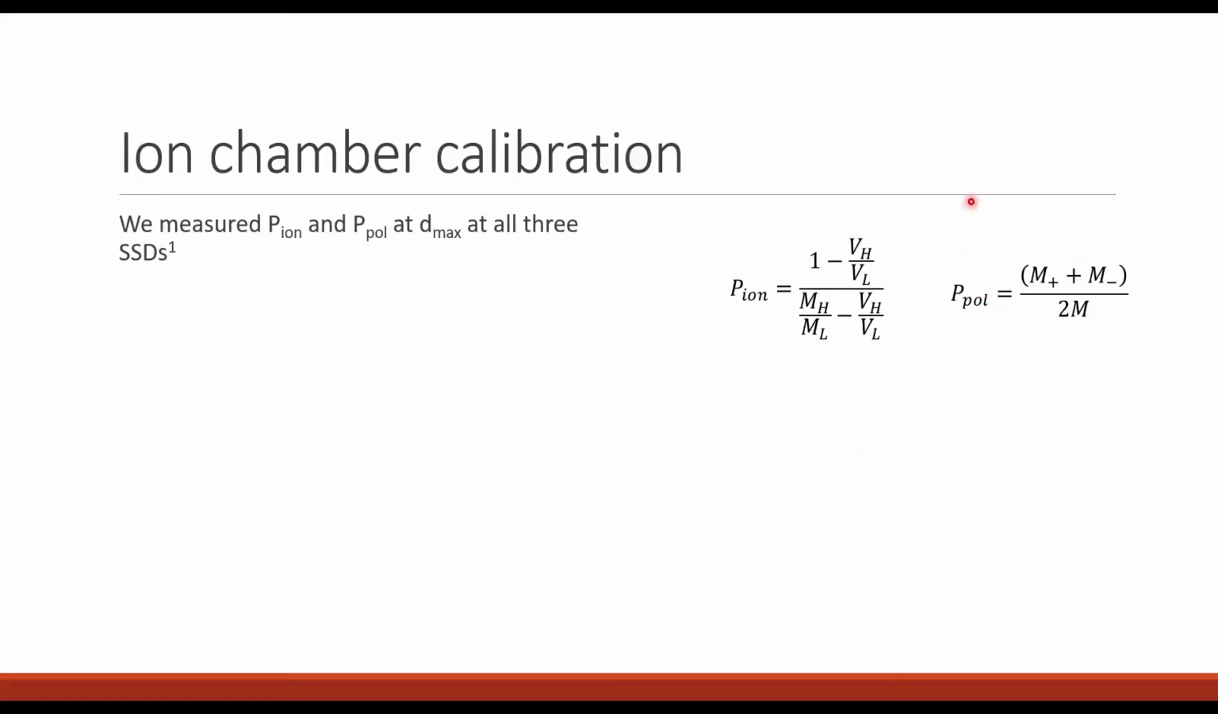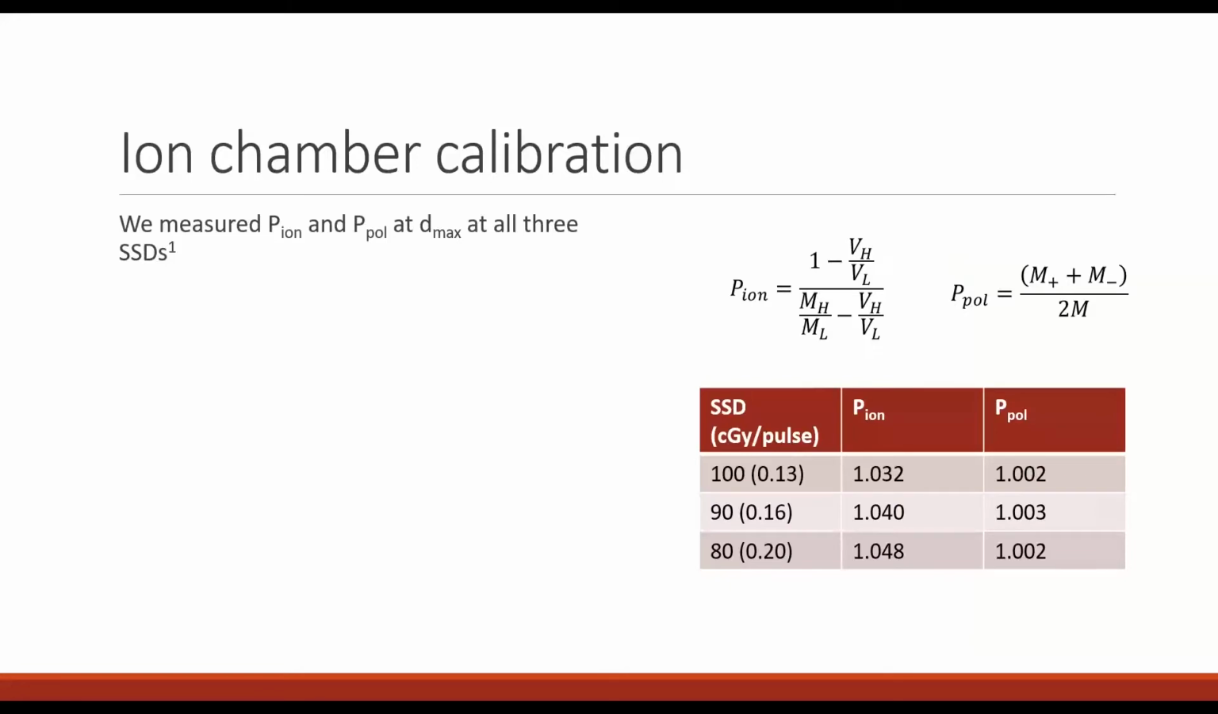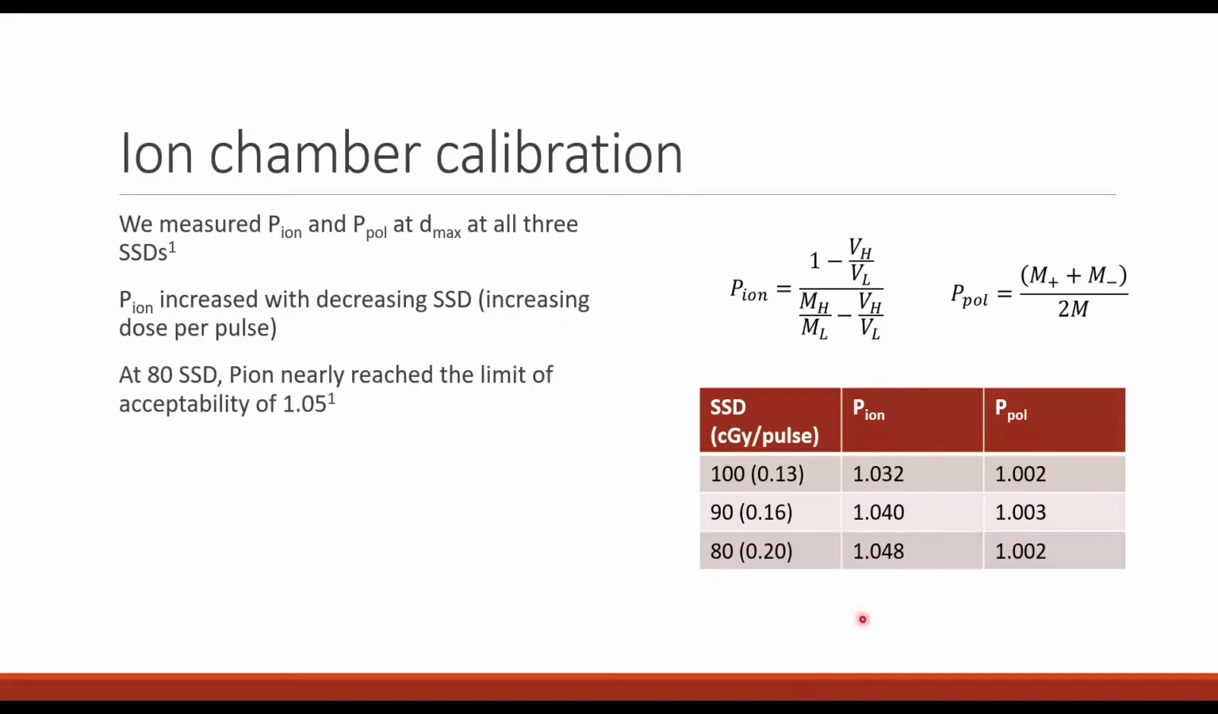P-polarity, or P-pol here, corrects for chamber polarity effects, and we don't expect this to be dependent on dose rate. So here are our results. We find that P-ion increased with decreasing SSD, or effectively increasing dose per pulse, as expected. And at the smallest SSD and the highest dose rate, it nearly reached the limit of acceptability defined by TG51 of 1.05. P-polarity, as expected, was near 1 and showed no relationship with SSD.